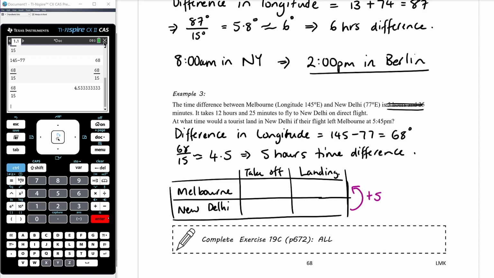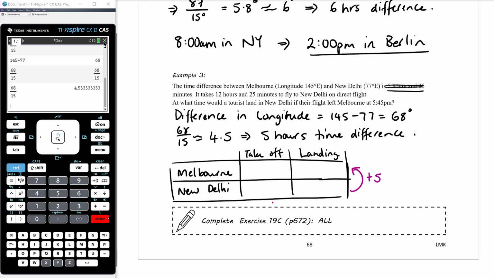The flight time, so the time between takeoff and landing, is 12 hours and 25 minutes. So you're going to be adding 12 hours and 25 minutes this direction. Okay? So let's be clear about where we're starting and where we're trying to get to. At what time would a tourist land in New Delhi if their flight left Melbourne at 5:45 p.m.? So we've been given the takeoff time, 5:45 p.m., and this is the time that we're trying to work out. So that's where you've got to be clear about what's happening.